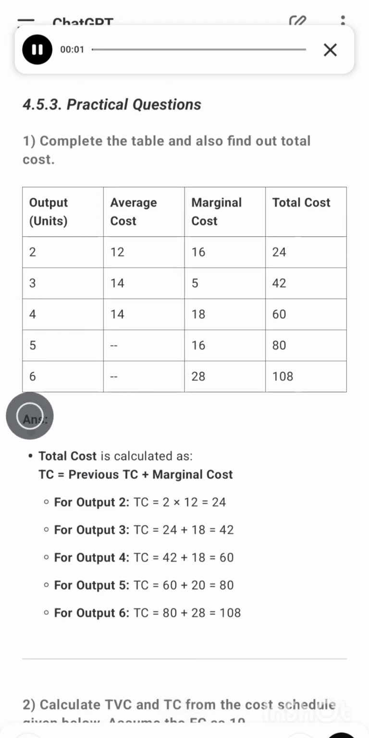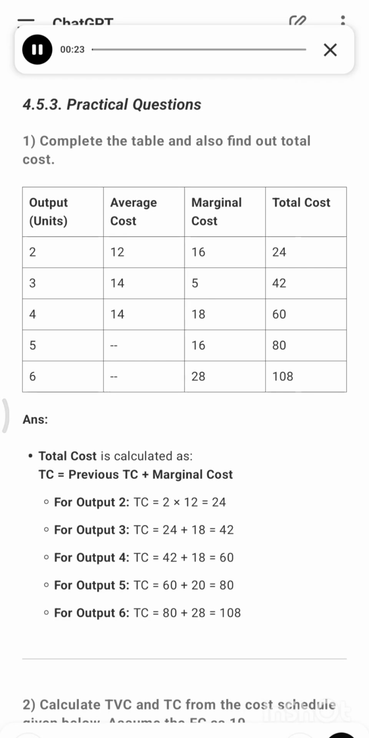Task 4.53 Practical Questions. Question 1. Complete the table and also find out total cost. Columns: output units, average cost, marginal cost, total cost.